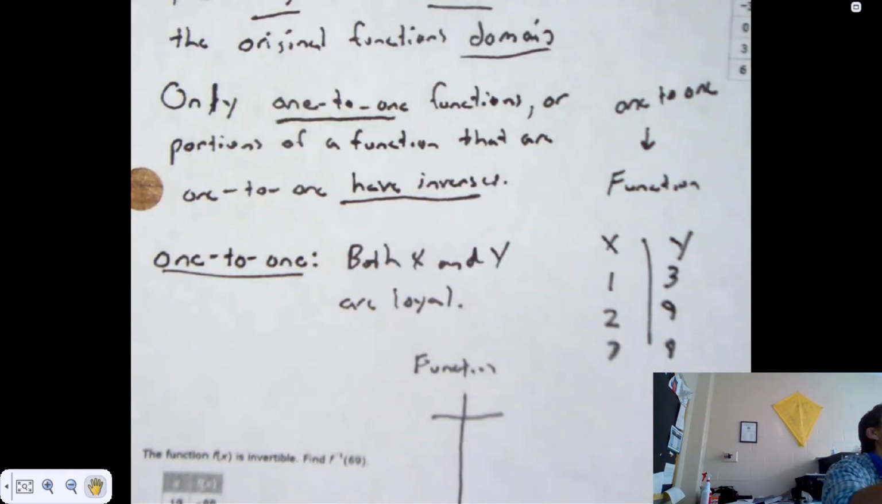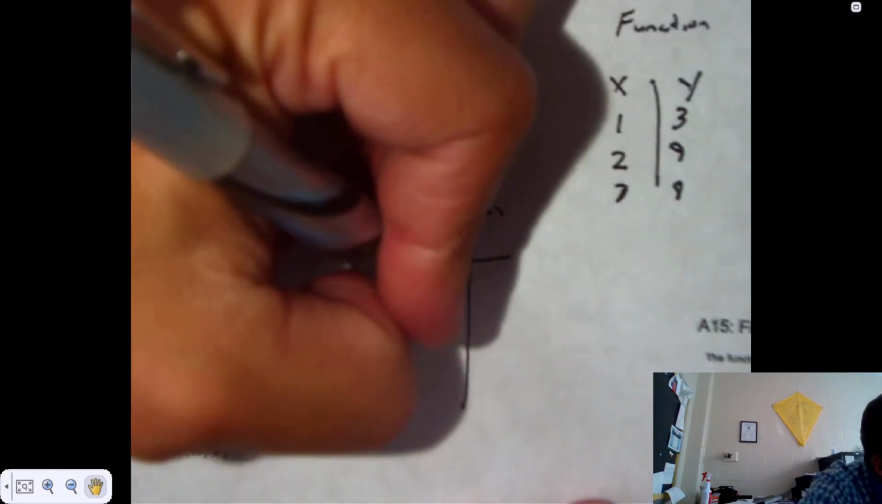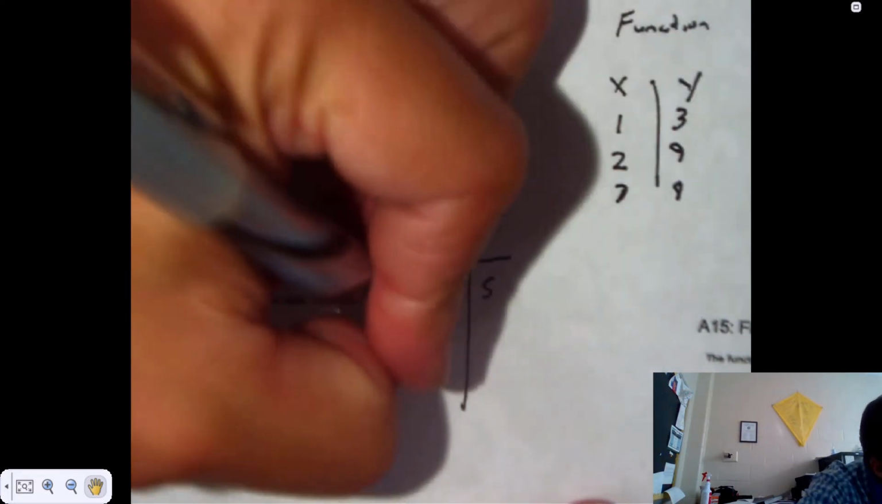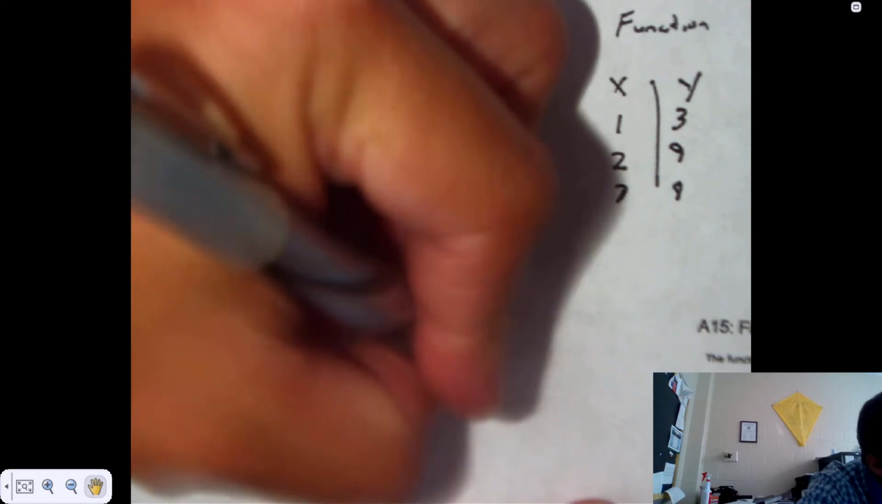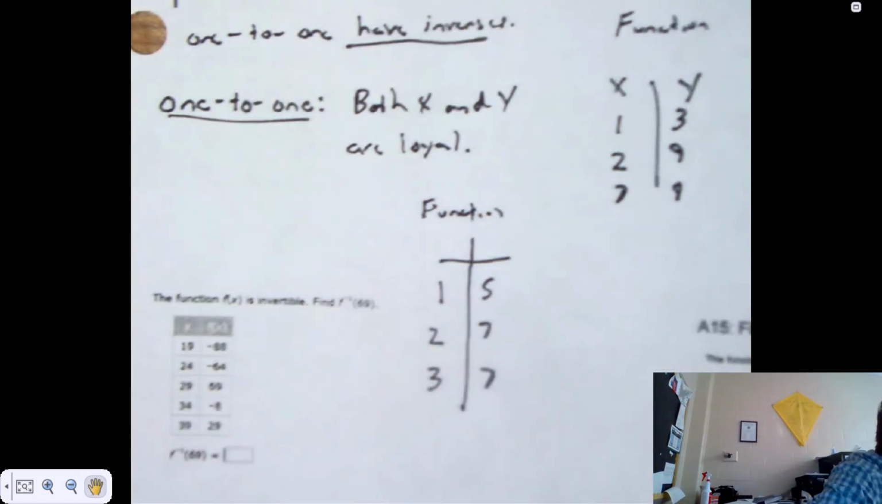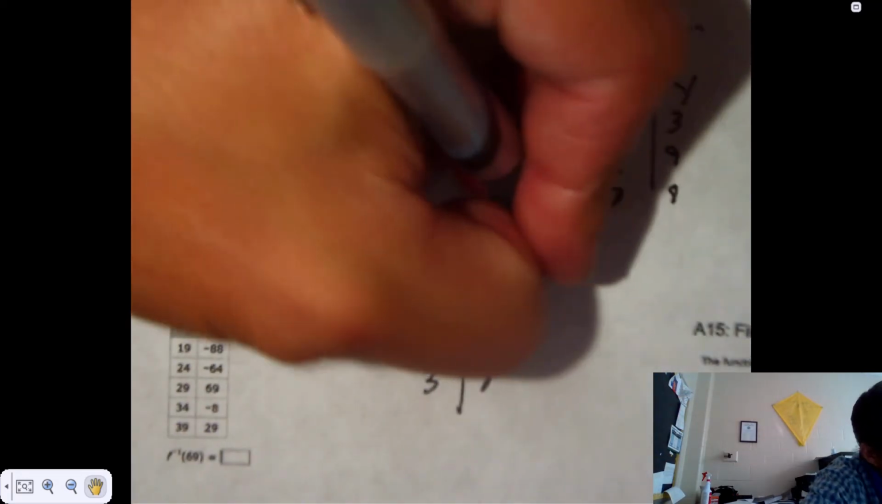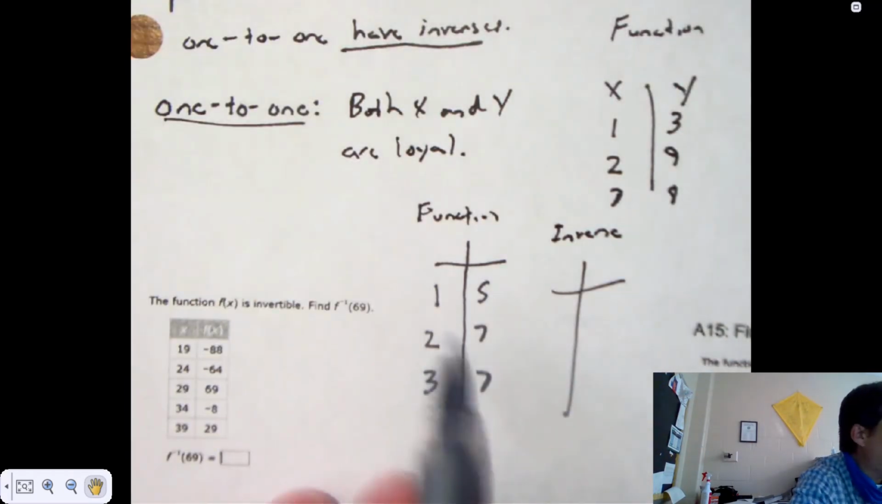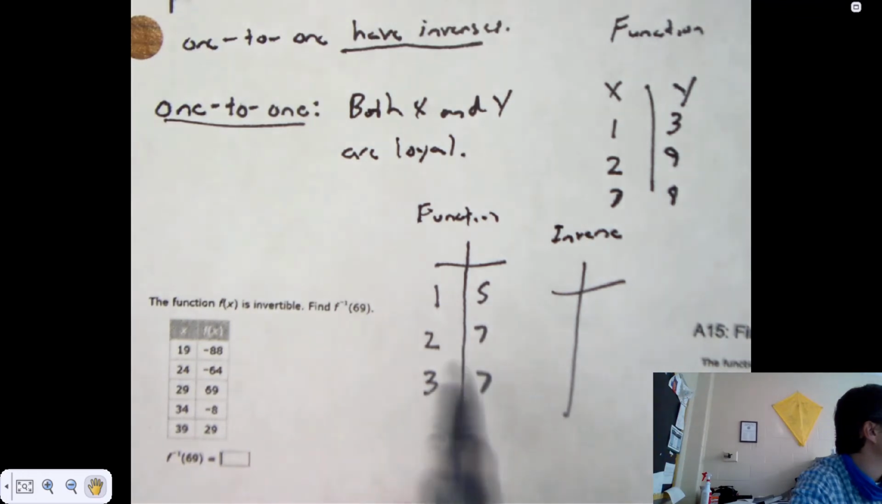So here's a function. I'm going to make up something that is not invertible. It is a function because every x has how many y's? 1. Is it invertible? No. And the reason it's not invertible, if you try to write its inverse, when you swap x and y, which x's are you going to pick?